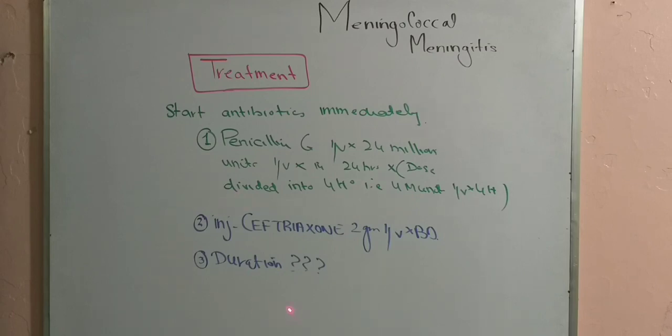Now, the duration is very important. Full dose IV antibiotic should be given to the patient until the patient has been afebrile for at least 5 days. Otherwise, there are short courses, especially in cases of ceftriaxone, where you can give 4 to 7 days. But giving these antibiotics to these patients is very important.